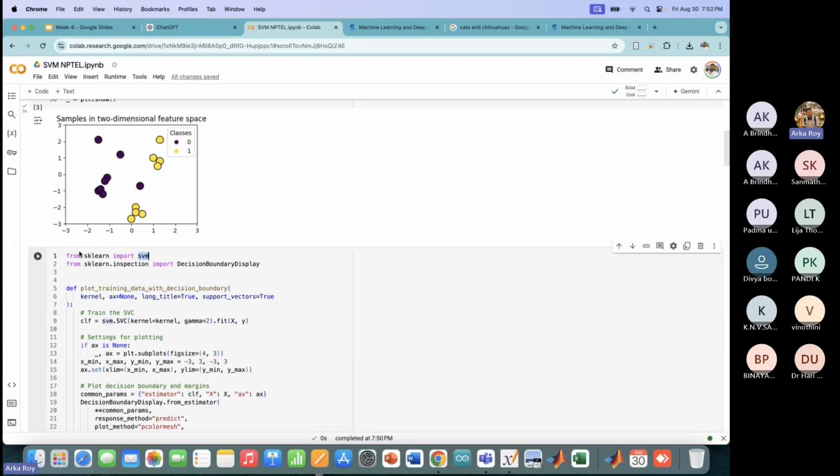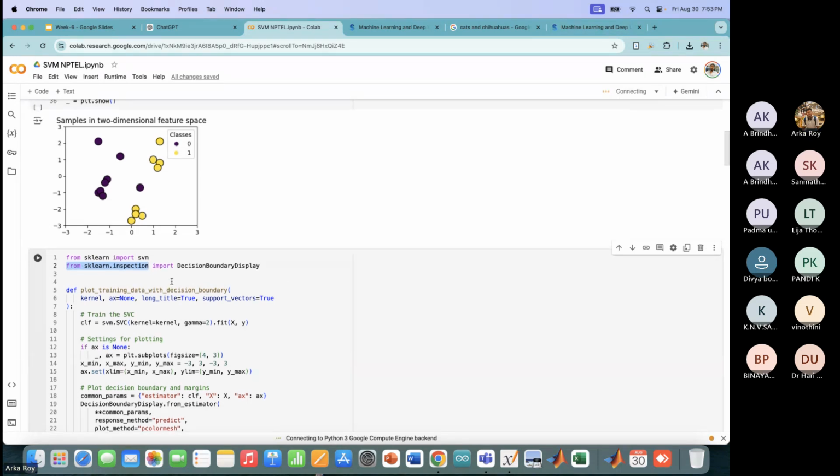And as well, I want to show you the decision boundary surface. So that is why I have also taken another function or method from sklearn, that is from sklearn.inspection, because I will be inspecting the decision boundary, and then import DecisionBoundaryDisplay. I think my internet is somewhat fluctuating. Okay.